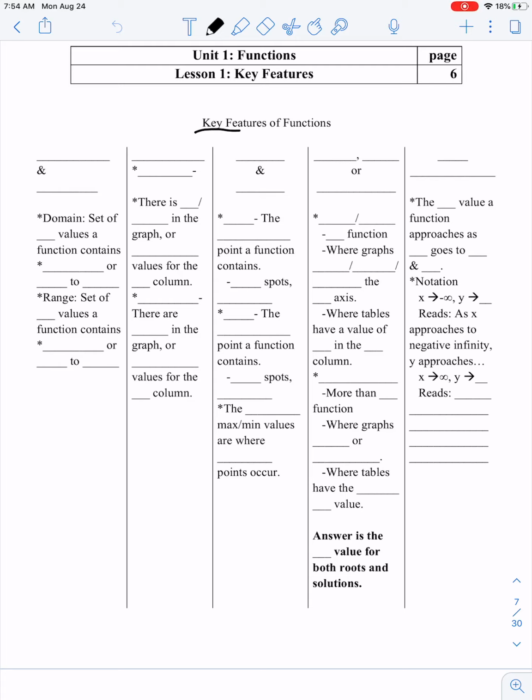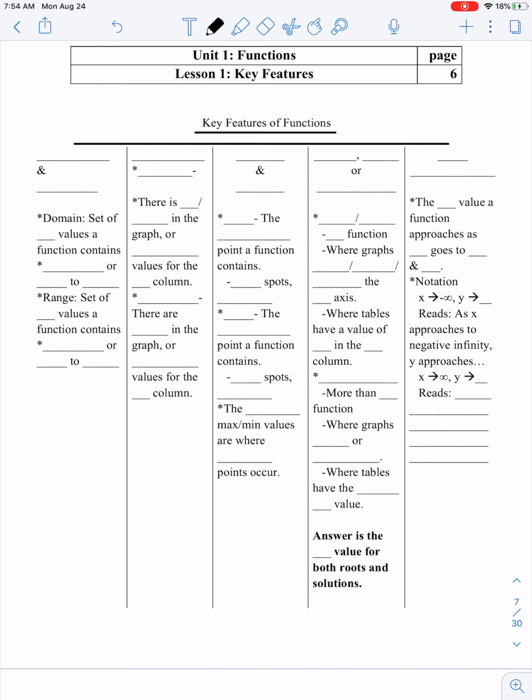Today we're going to start key features of functions by filling in this tree diagram on the bottom of page 6. Once I go over a specific key feature, I'll go and do an example and then come back up, talk about the next key feature, go do another example, so on and so forth. And then I'll do an example putting all of this together at one time at the end of the video.